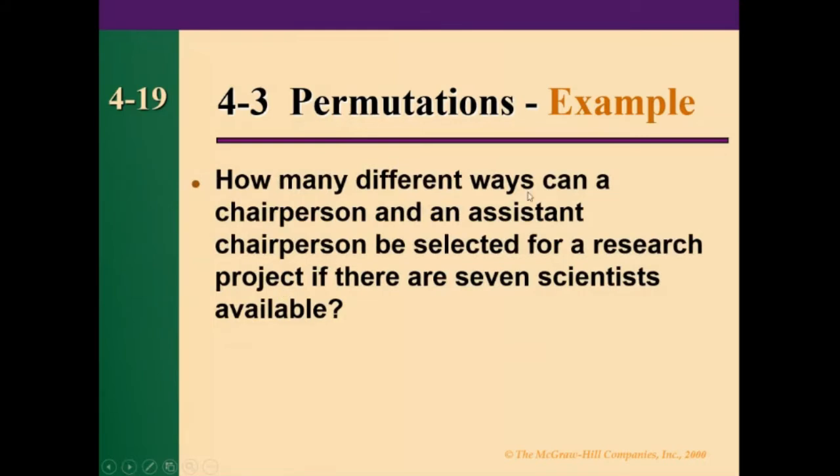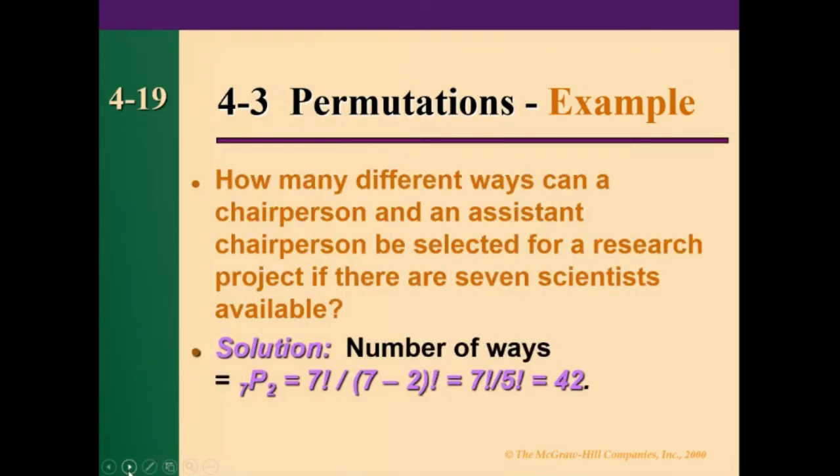Example: how many different ways can a chairperson and an assistant chairperson be selected for a research project if there are 7 scientists available? Okay, tingnan nyo ha. So, 7 ang available, and then ano yung mga positions? Chairperson at saka assistant chairperson. So, dalawa yon. Kaya, number of ways, 7P2. So 7 factorial over 7 minus 2 factorial equals 7 factorial over 5 factorial, which is equal to 42.